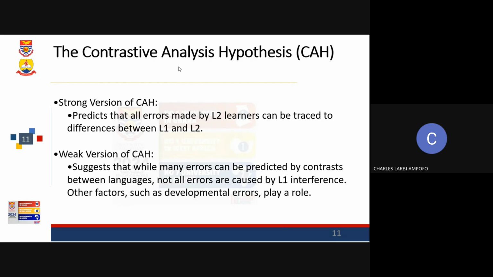However, there is also another opinion in contrastive analysis, which we call the weak part. The strong version says that all errors made by L2 learners can be traced to differences between L1 and L2. However, there are other people who are of the opinion that while many errors can be predicted by contrasting the two languages, not all errors are caused by L1 interference. Other factors such as developmental errors play a role.